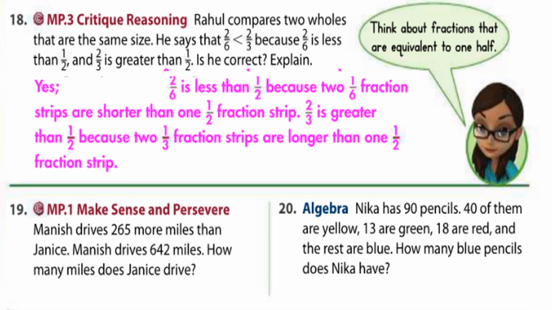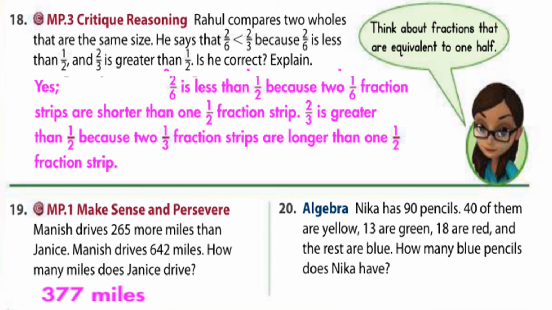That's correct. We'd use subtraction. 642 minus 265 would give us the answer of how many miles Janice drove. And that would be 377 miles. Did you get the same answer? Very good. Let's go on to the next question.